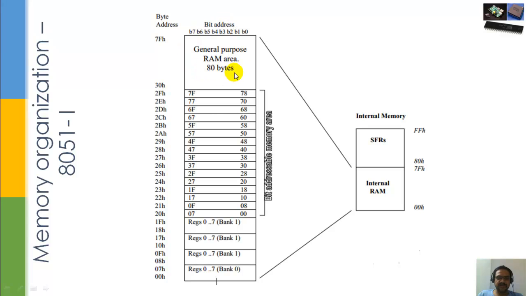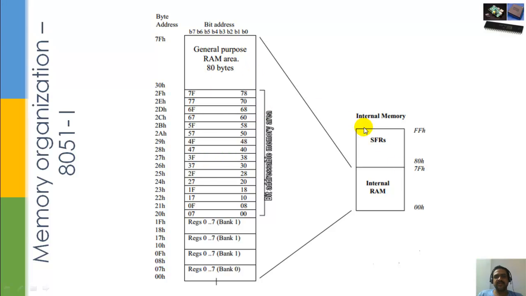So this is the general purpose RAM area, which is of 80 bytes. These are bit addressable memory areas. Generally, in memory, every location is a byte wide. But this particular location in 8051 can be bit addressable, because you can write to every bit, you can read every bit. So, bit addressable.